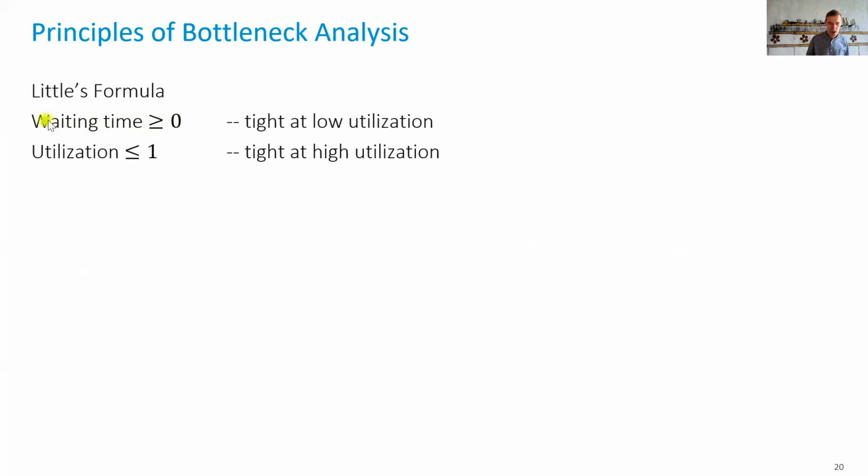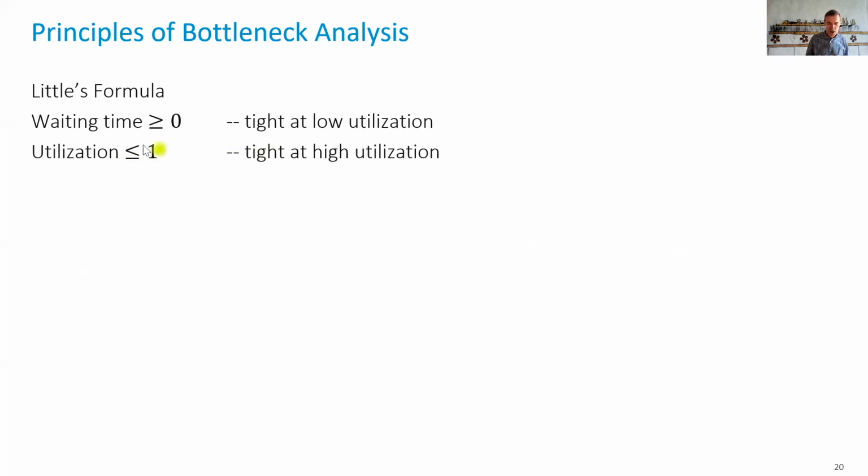So when we use this bound here, we find bounds that are tight at low utilization. Another thing we will do is that any resource has a utilization factor that must be bounded by 1. We've seen the single server queue a minute ago. So for the single server queue, we have lambda times the service time must be less than 1. So that's an example of a law of this nature.